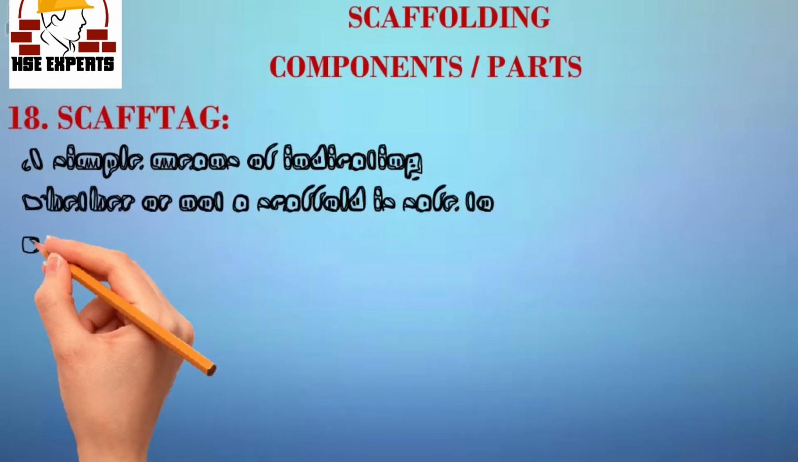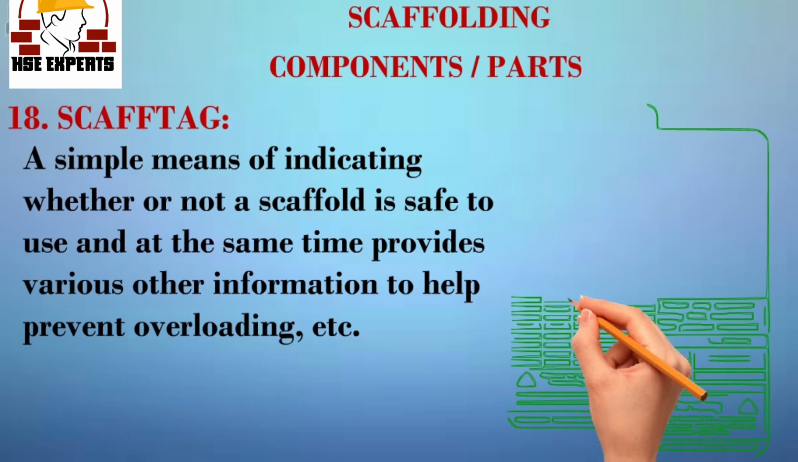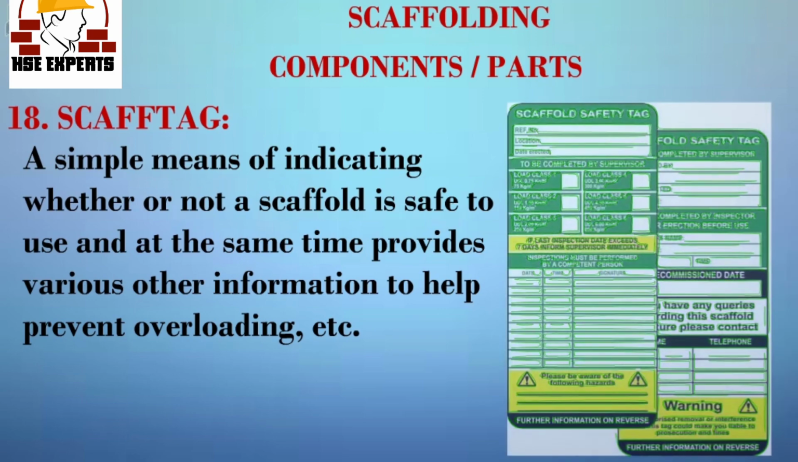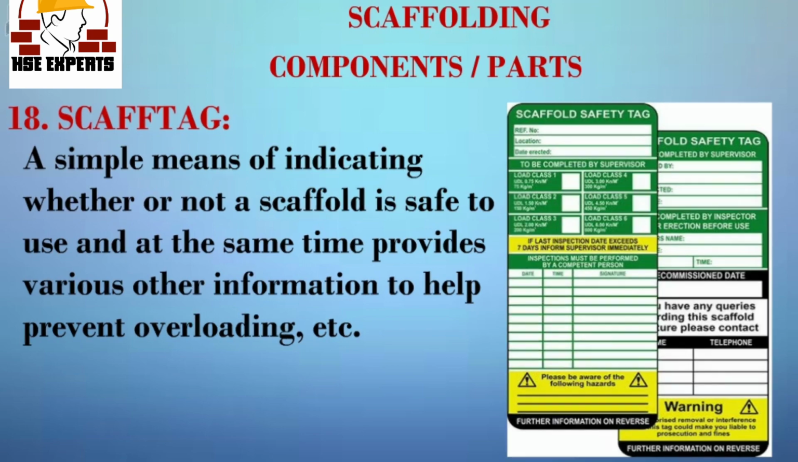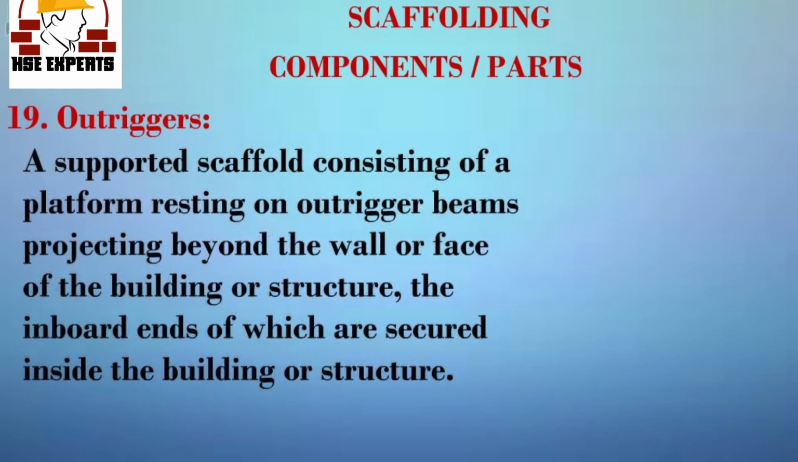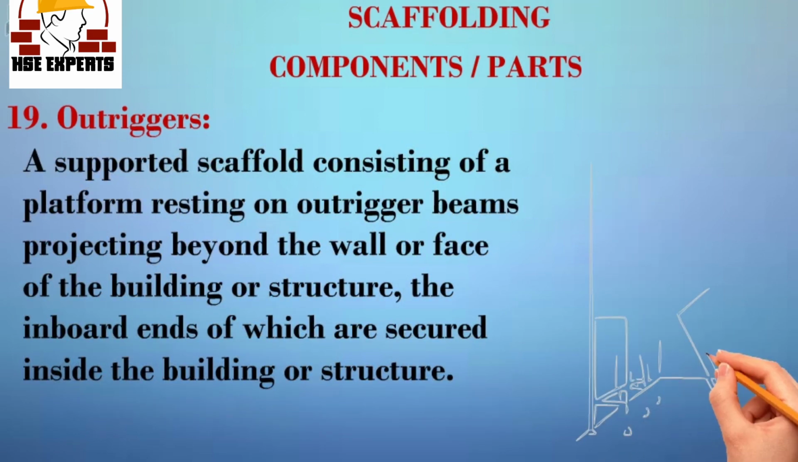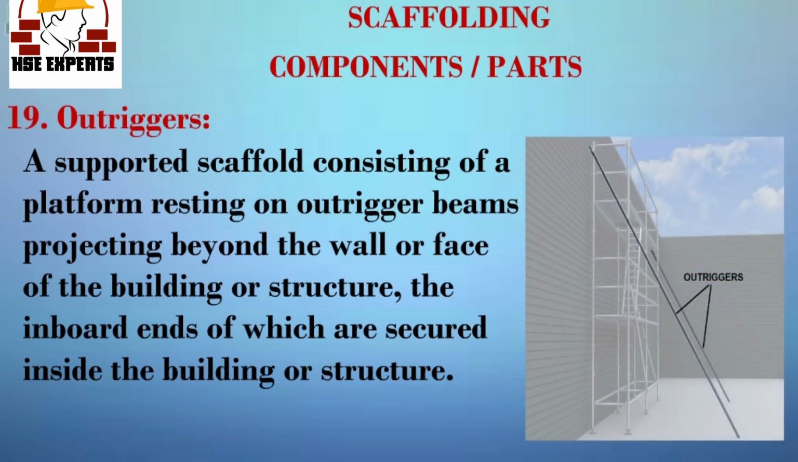Scaff tag: a simple means of indicating whether or not a scaffold is safe to use, and at the same time provides various other information to help prevent overloading. Outriggers: a supported scaffold consisting of a platform resting on outrigger beams projecting beyond the wall or face of the building or structure, the inboard ends of which are secured inside the building or structure.